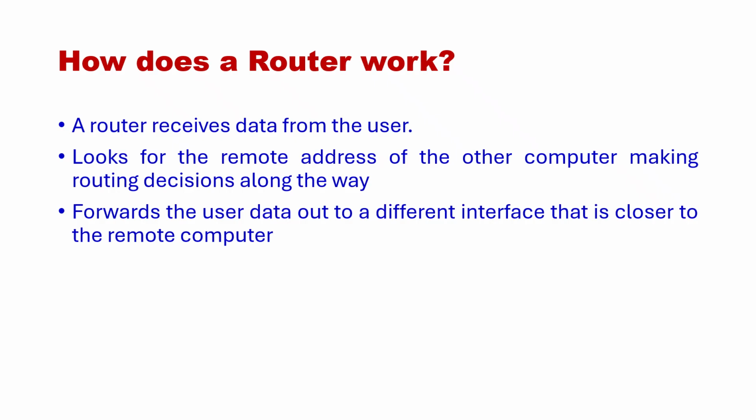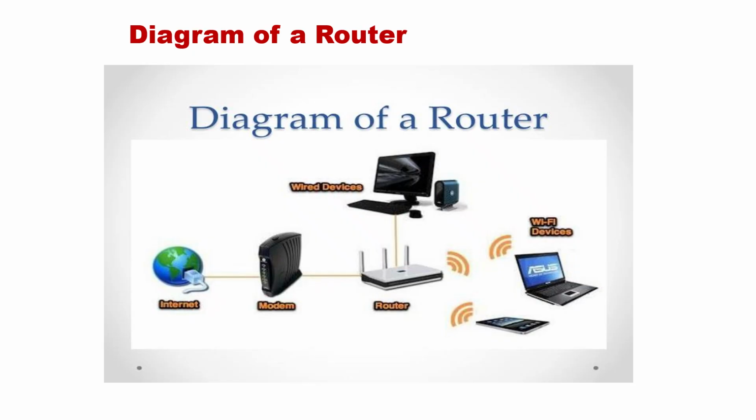A router will receive the data from the user and look for the remote address of the other computer, making routing decisions along the way. It will forward the user data out to a different interface that is closer to the remote network. This is an example diagram of a router. A router is basically used to connect a number of devices, like a PC, laptop, tablet, etc. Likewise, you can connect a router in a network.